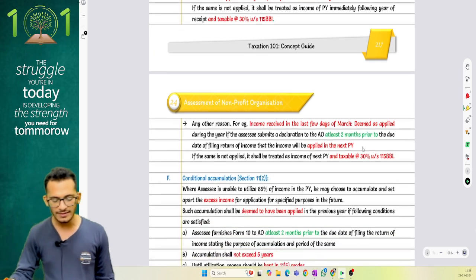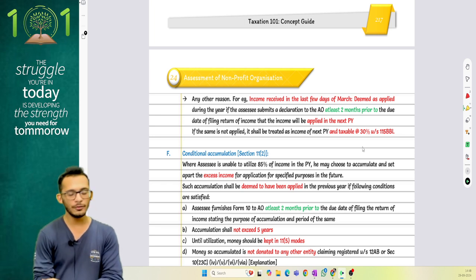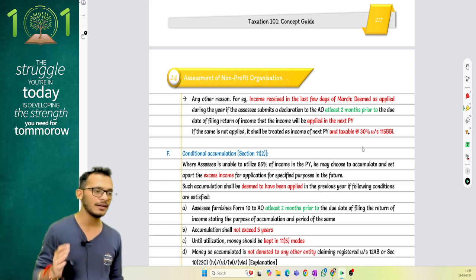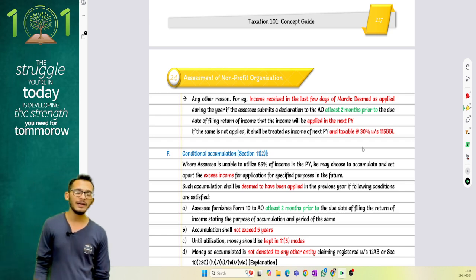Second, I'm saying that if for any other reason you may not be able to apply it, the same logic will apply. Get a declaration from the assessing officer which clarifies that you will make sure that you apply this money in the future years.